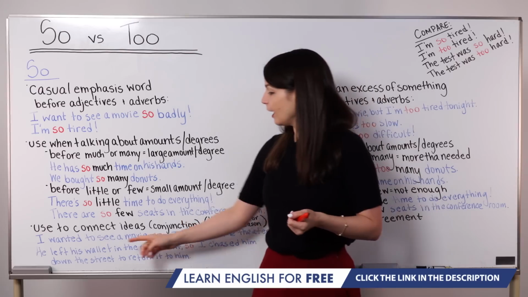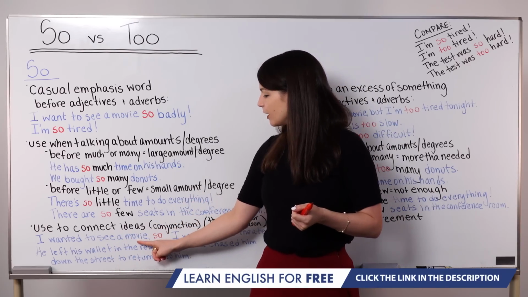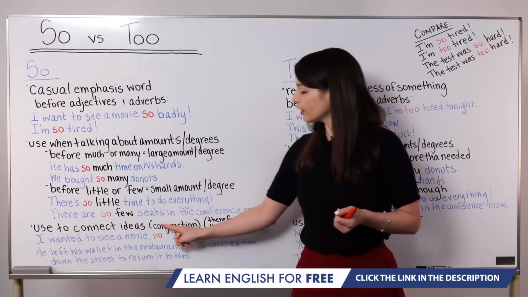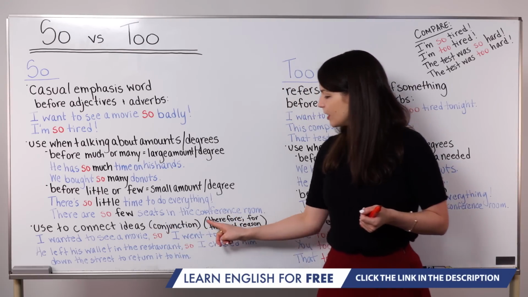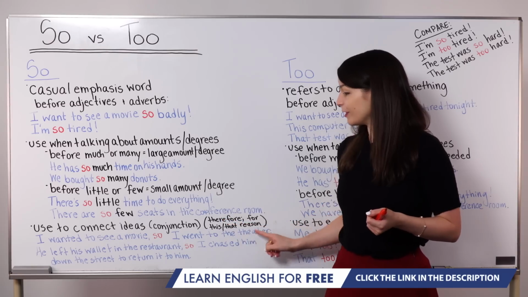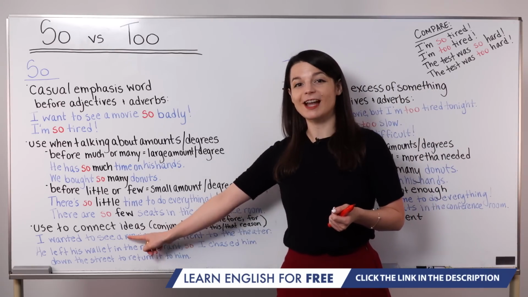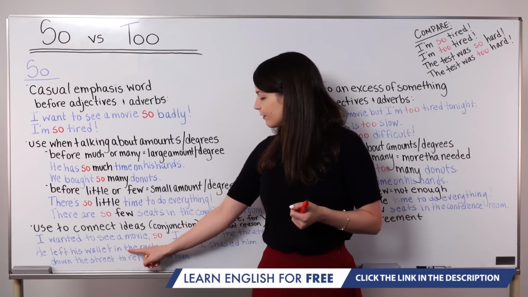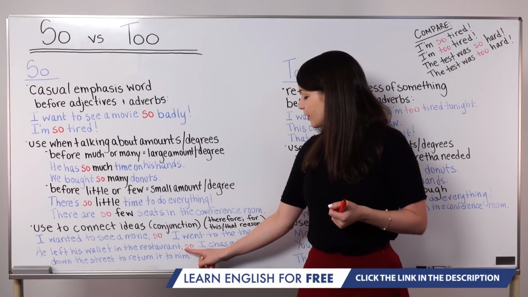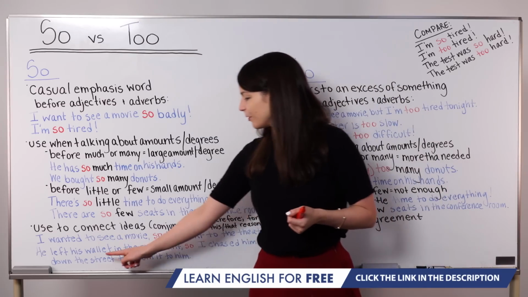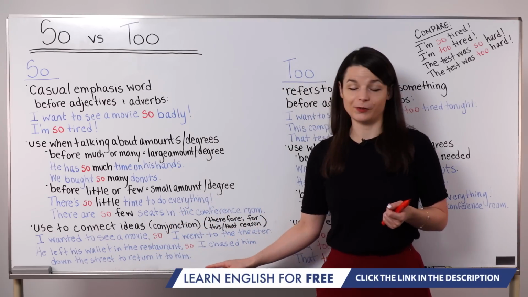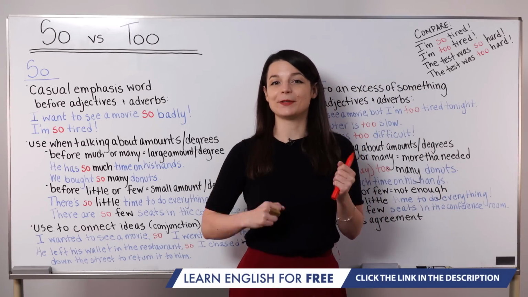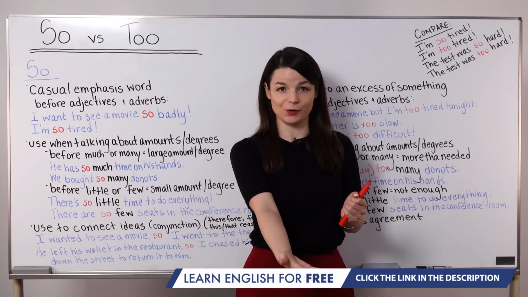Some examples. I wanted to see a movie, so I went to the theater. So here, we see so used to mean therefore, or for this reason, or for that reason, I went to the theater. Another example, he left his wallet in the restaurant, so I chased him down the street to return it to him.